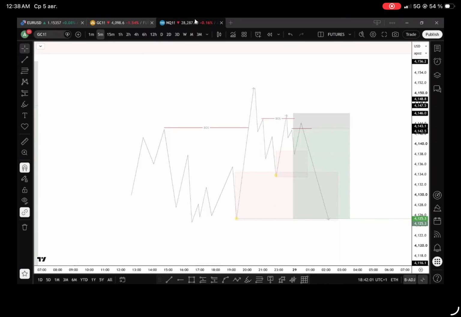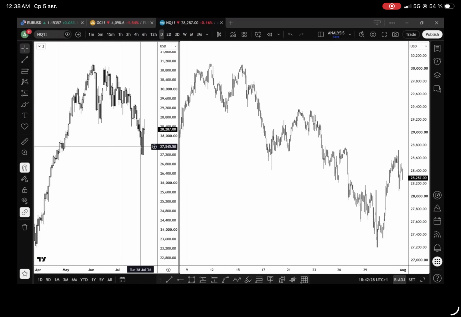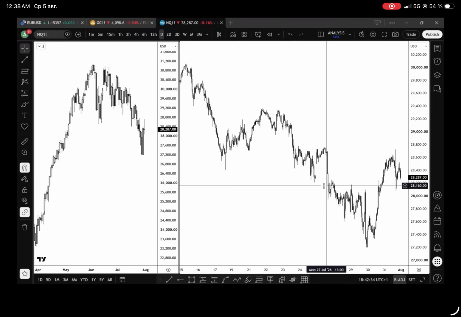Let me just have a look at where I took that entry from on NQ. Monday, Tuesday, Wednesday, Thursday. I think I took it on Wednesday. So Monday. Yeah, this is where I took it from. Okay, cool.